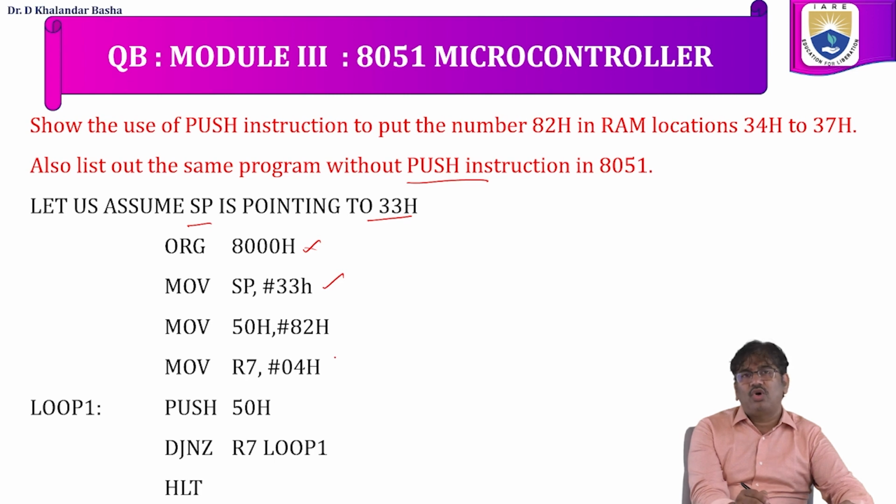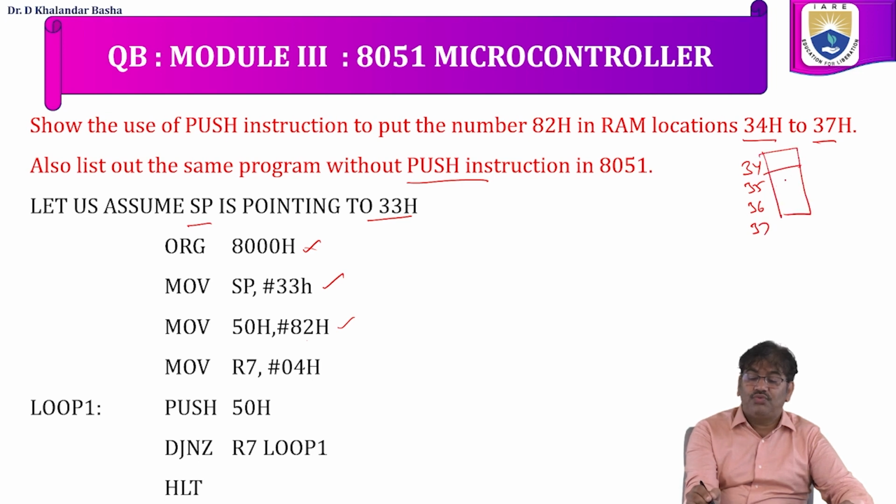The data which we are going to copy into those memory locations is loaded into one of the memory locations, which is 50H in this example. How many memory locations are we copying? 34, 35, 36, 37. So that means it is 4 memory locations. So that will be loaded into R7. As the stack pointer is pointing to 34H, PUSH 50H. Now 50 will be loaded into the top of the stack. Next, as one data transaction is done, we will decrement R7. If it is non-zero, go to loop 1.